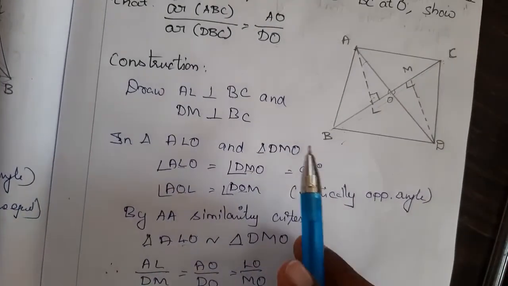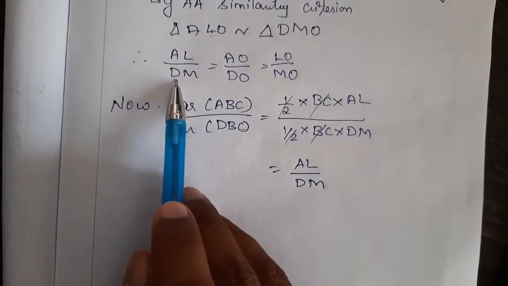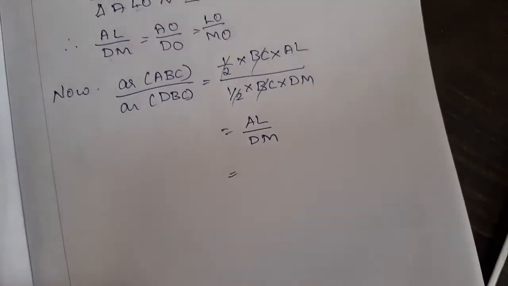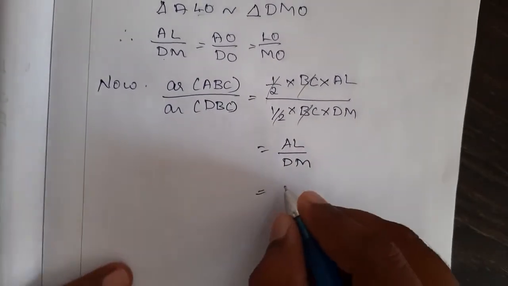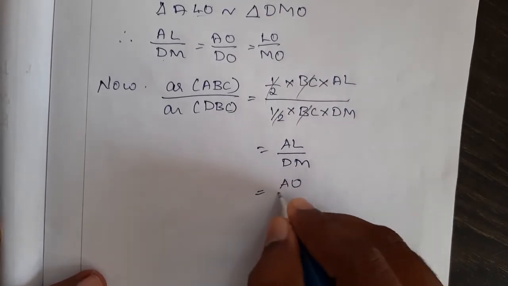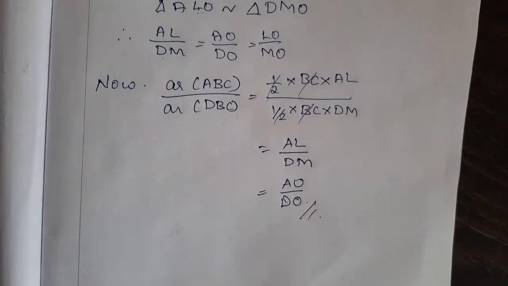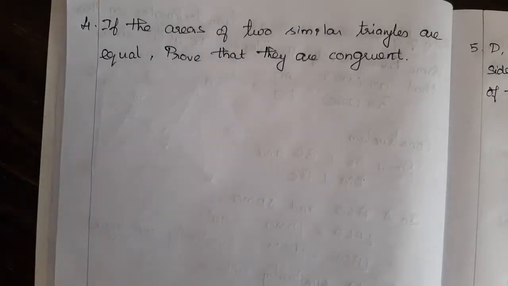But we have to prove it as AO by DO, right? So here we said that AL by DM is equal to AO by DO. That's our proof. So here we go for the next problem.